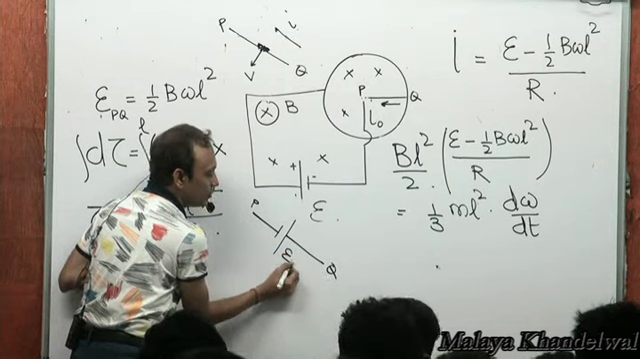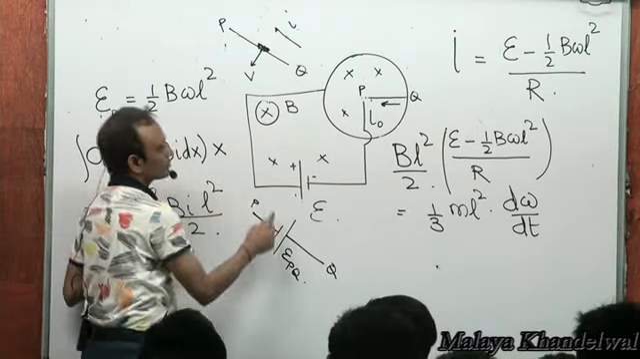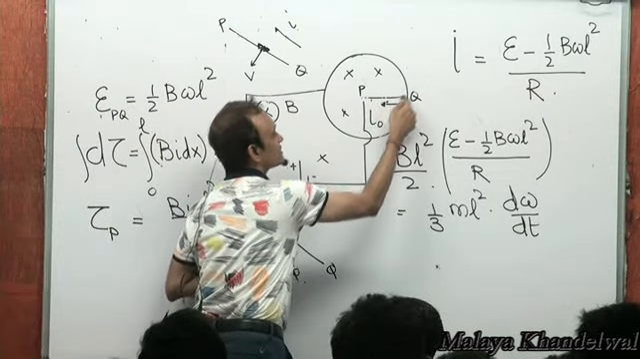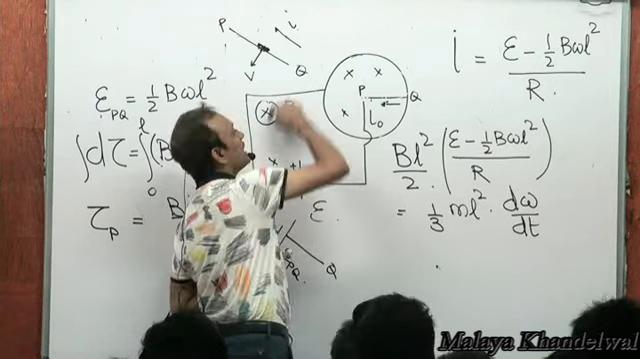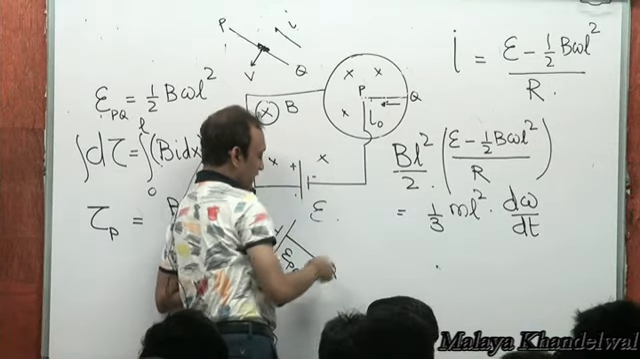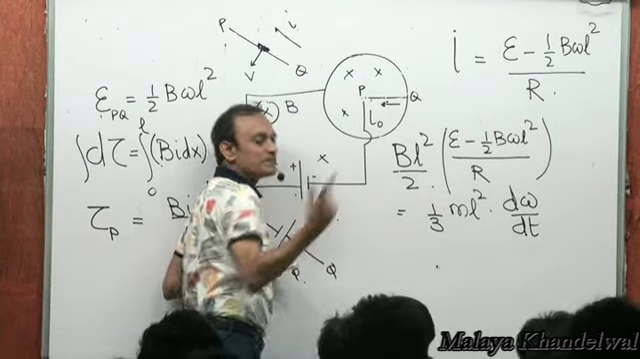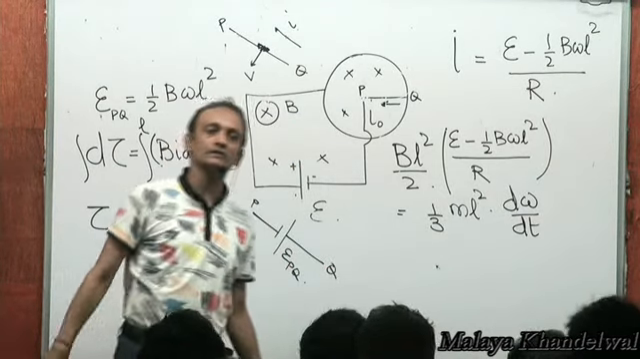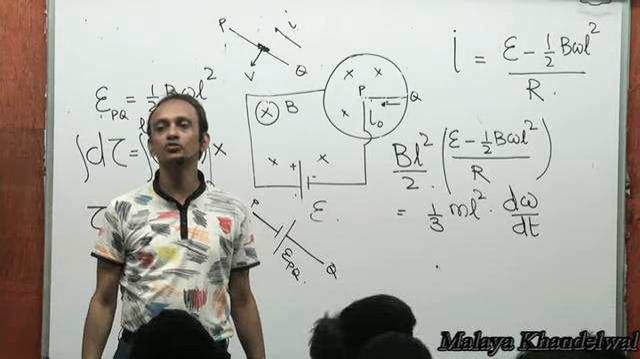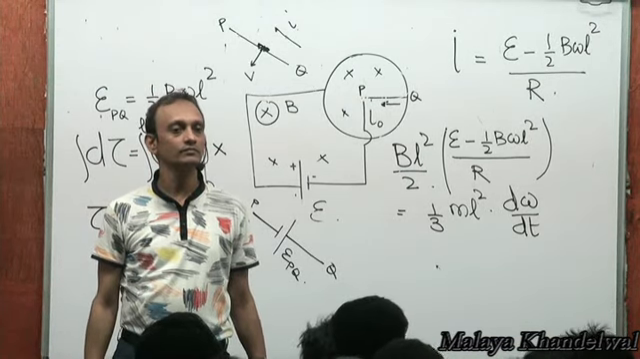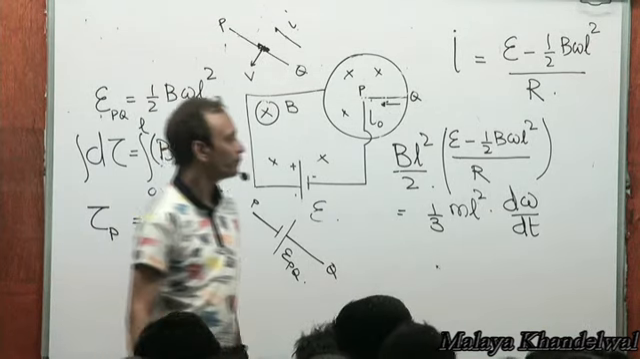That was epsilon PQ, half B omega L squared. Yes or no? So if it was like this, it is obviously in opposition to this epsilon. Do you see that? This epsilon would want to drive a current this way, whereas this epsilon PQ would want to drive a current the opposite way. So epsilon minus epsilon PQ by R. Are you lost or are you fine? Got it?